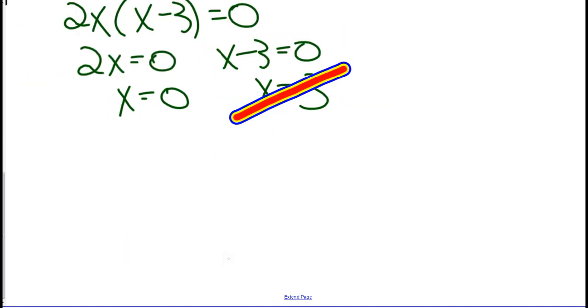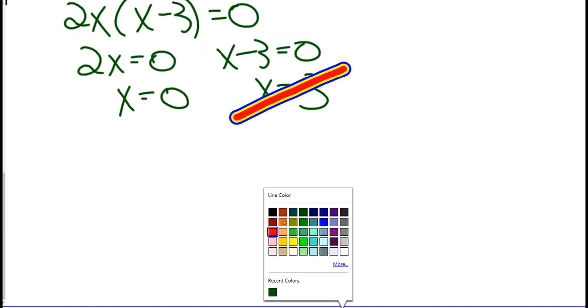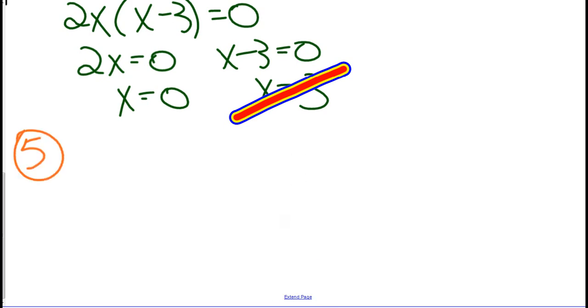And then last but not least, we will rock the orange while we talk about horizontal asymptotes. Okay, so horizontal asymptotes.